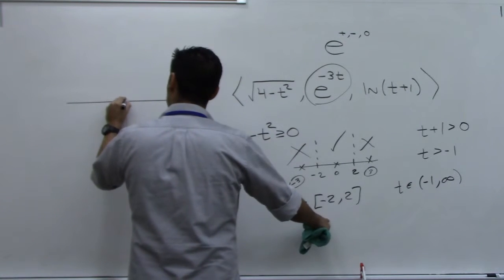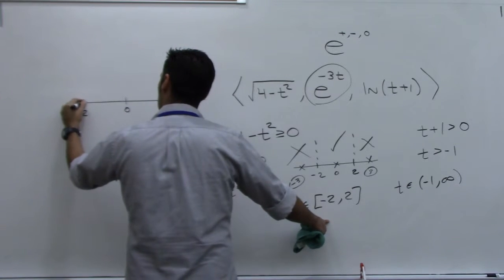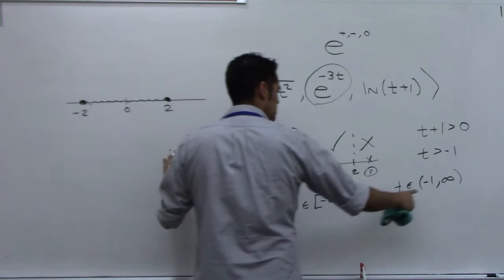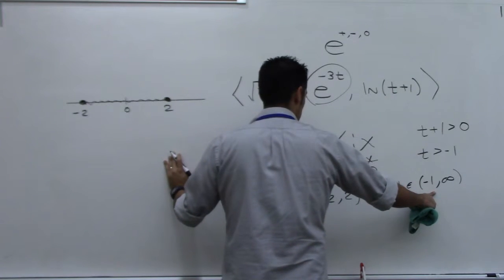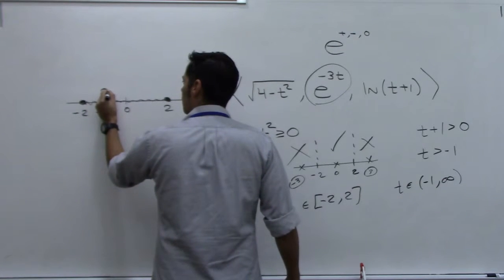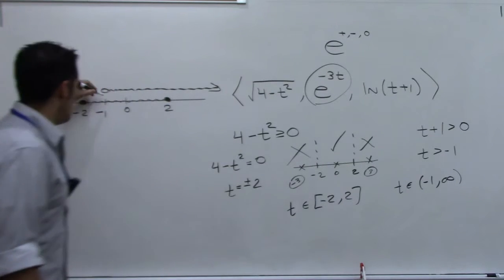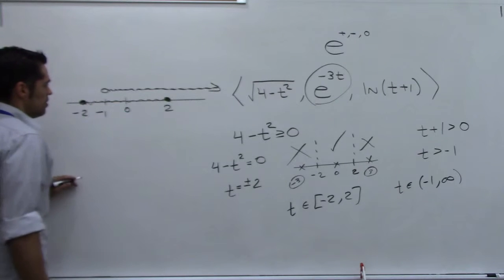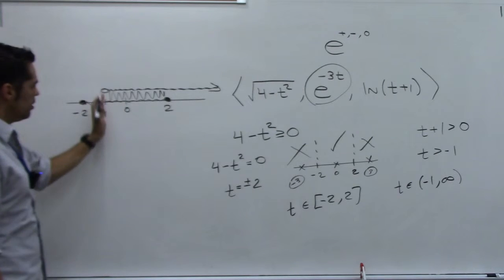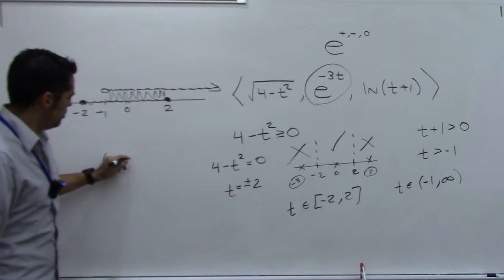The first one says that I have to be between negative 2 and 2, including the endpoints. This one says I must be strictly greater than negative 1. So negative 1 is here. I have to be greater than negative 1, so out there like that, and I cannot be negative 1. So it's wherever these two sets overlap, which would be this region in here. I would not want to include negative 1, and I would want to include 2.